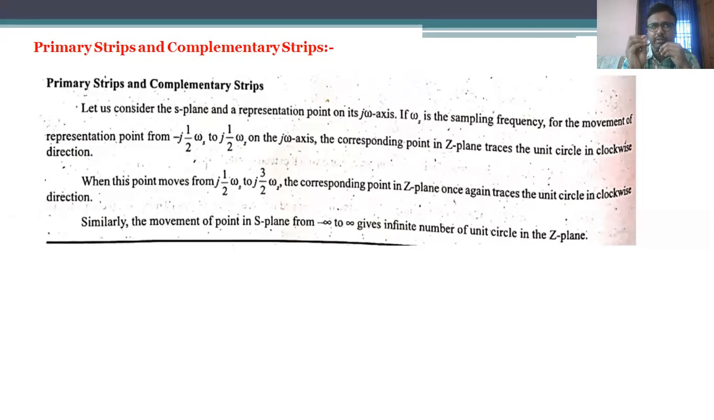Once again I am going to tell that in the case of the S plane from minus omega s by 2 to omega s by 2, and also omega s divided by 2 to 3 by 2 j omega s, that particular portion is going to surround the unit circle in the clockwise direction. Surround the interior part of the unit circle in the clockwise direction. Try to remember these points.